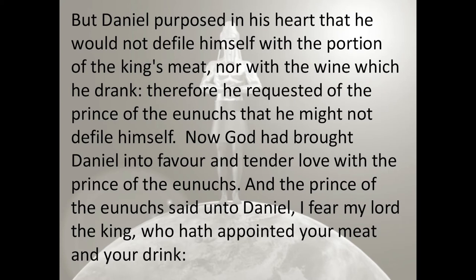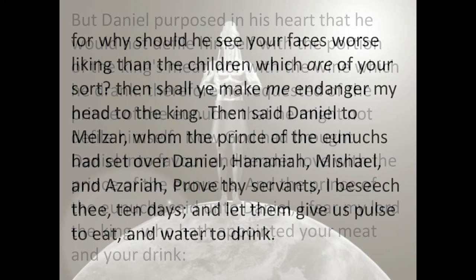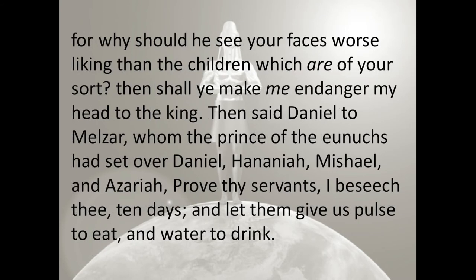Daniel 1 and verse 9: "Now God had brought Daniel into favor and tender love with the prince of the eunuchs. And the prince of the eunuchs said unto Daniel, I fear my lord the king, who hath appointed your meat and your drink. For why should he see your faces worse liking than the children which are of your sort? Then shall ye make me endanger my head to the king." He said, Daniel, not only are you going to get into trouble, not only Shadrach, Meshach, and Abednego, but my head's on the line too.